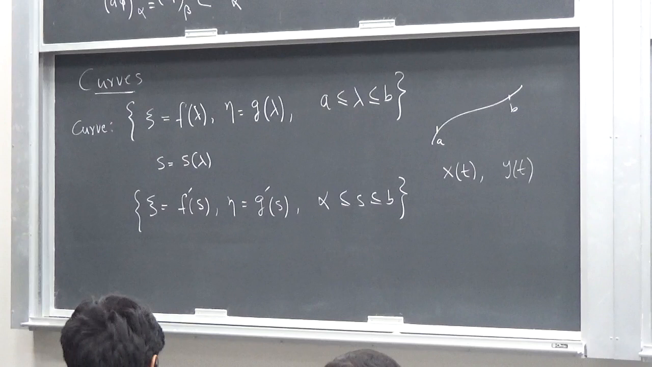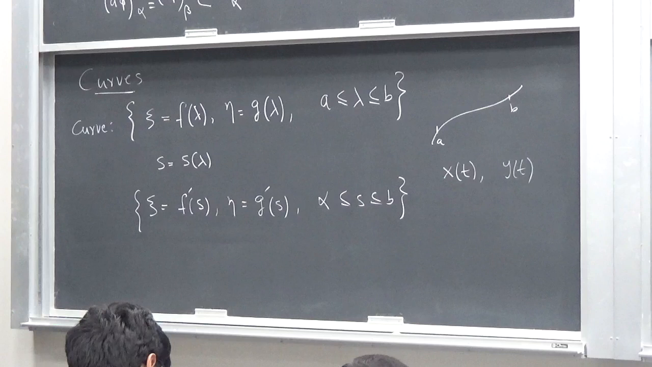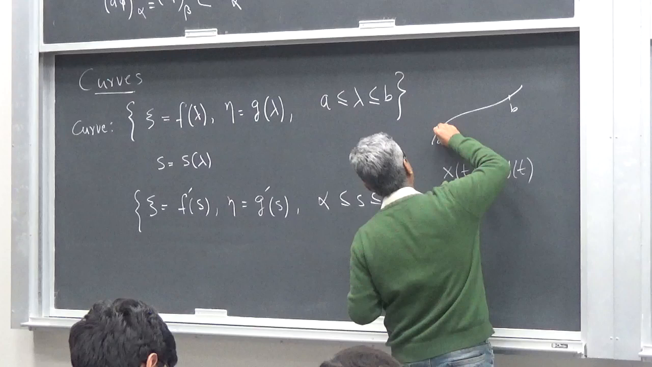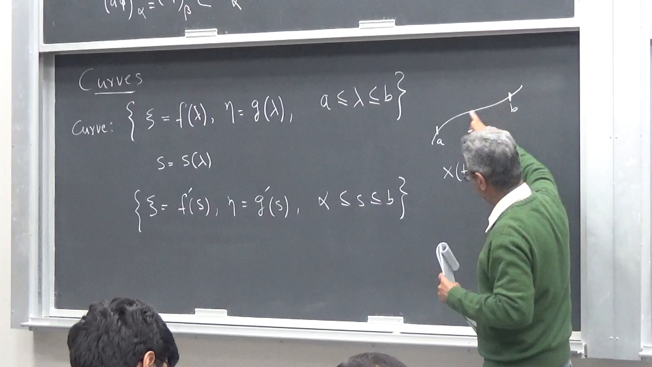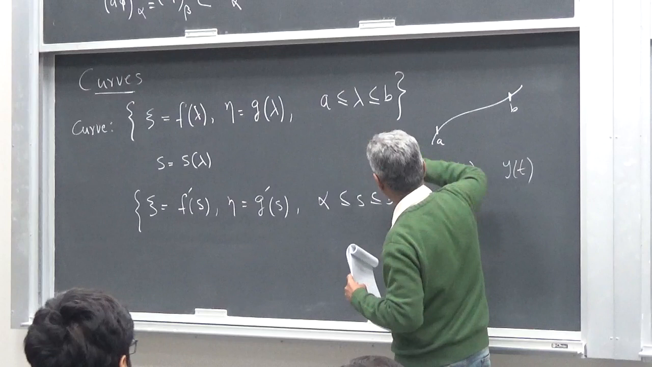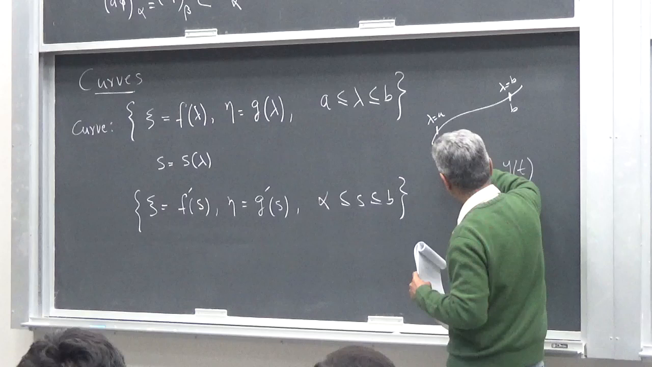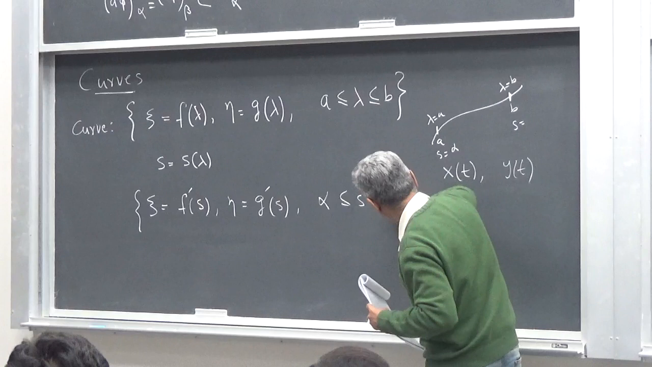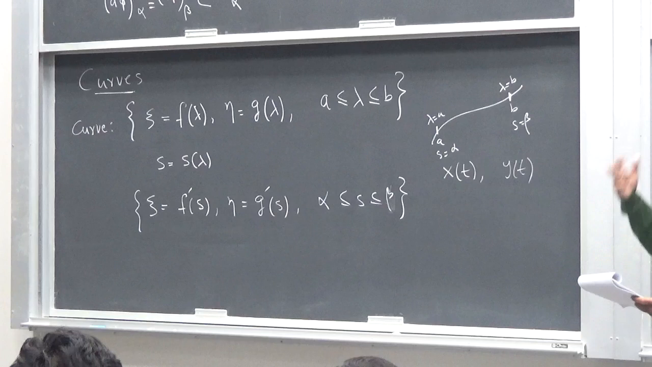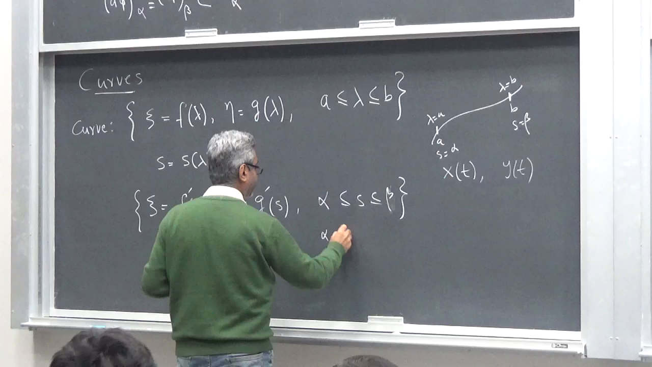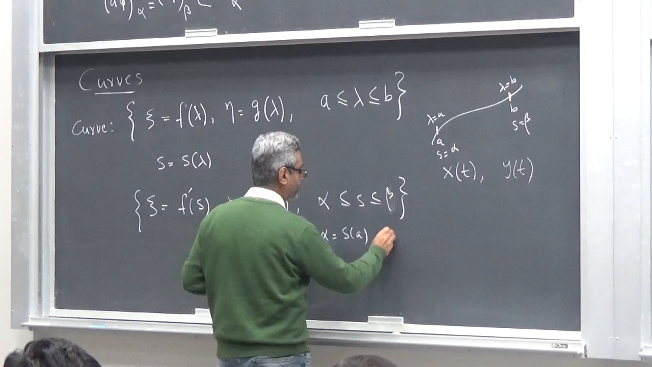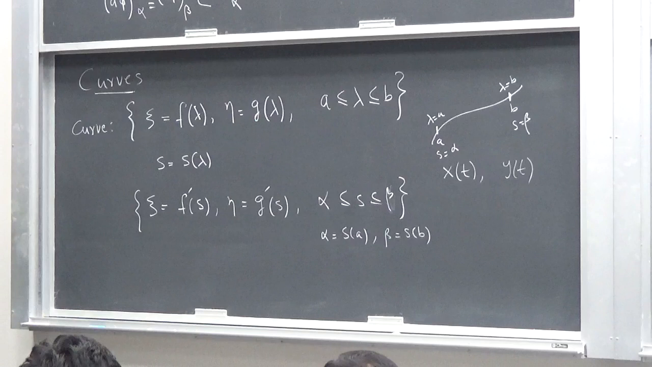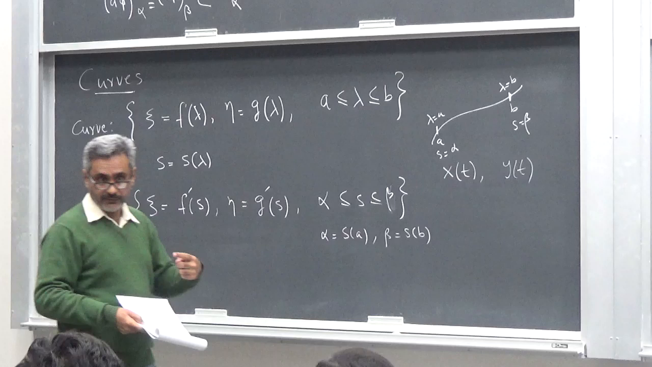Sir, s now goes from alpha to b? So this point in R2 has not changed. We're trying to describe the path between these two points. This point was given by, let's say, lambda is equal to A, and this was lambda is equal to B. The same point is s is equal to alpha, and s is equal to beta. Right? So alpha is just s of A, and beta is just s of B. So a given path is given by an infinity of curves, right?